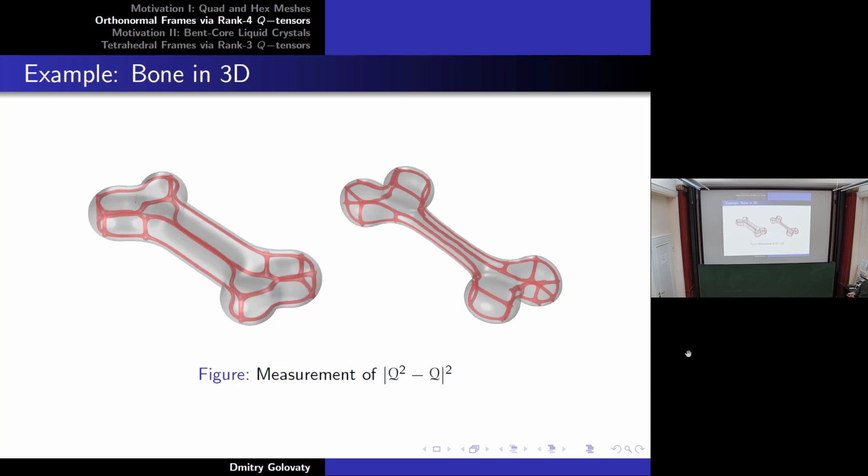Again, likely not energy minimizing, but stable. Right? So these are local minimizers of some sort.